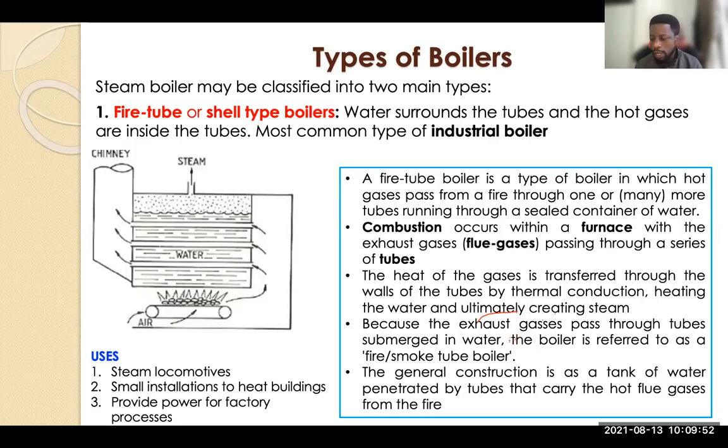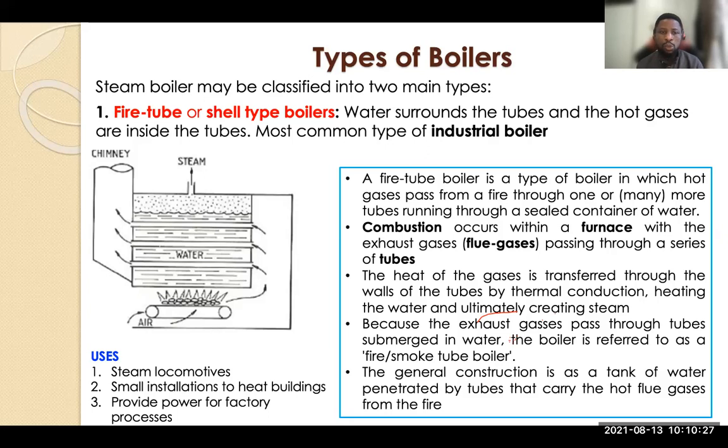So the first type of boiler that we'll be considering today, and I said you're looking at two boilers. Some of the things I want you to take note of is that from the names of the two boilers, you can also have an idea of how they work, because the emphasis for us will be, how do these boilers work? How are they put into use in the industry or wherever else they are used? So from the name, we should be able to pick up that.